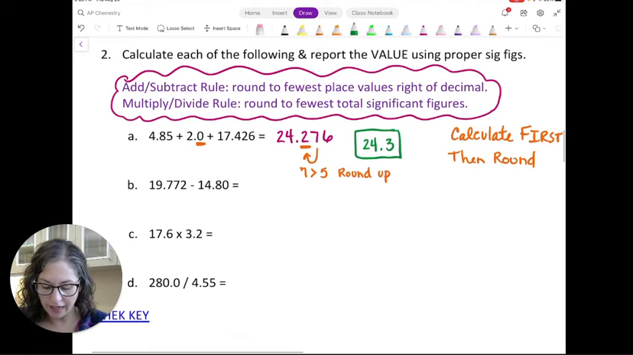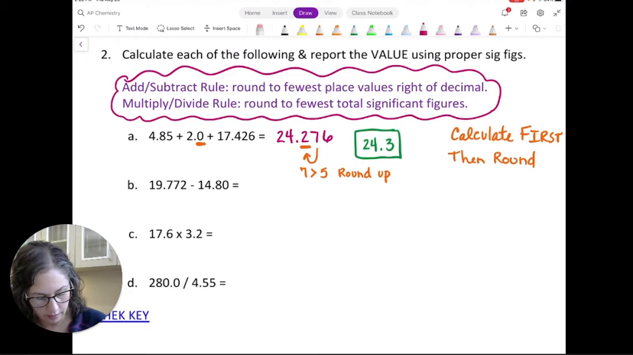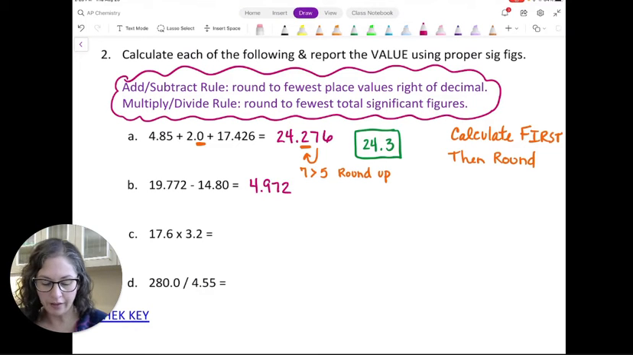Okay, the second one, we're going to subtract. I already did the math ahead of time, and I got, let's see, what was that one? 4.972. In this one, the fewest place values is going to be 2 place values right of the decimal because we have 3 on that first value. And so we're going to round to 2, the second place, the hundredths place.